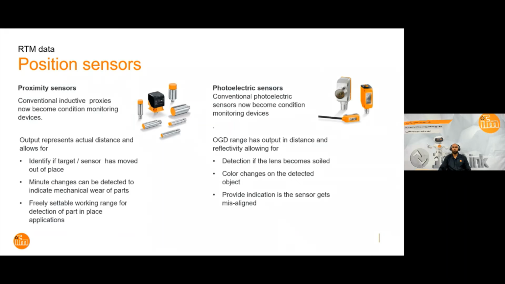Another type of sensor is normal photoelectric sensors. Conventional photoelectric sensors have the ability to become condition monitoring devices. For example, the OGD range of photoelectric sensors from IFM gives you an output in actual distance, as well as the reflectivity. If we have this data, we can actually detect when our lens is dirty or becomes soiled. We can also detect the color change in the object that we're looking at.